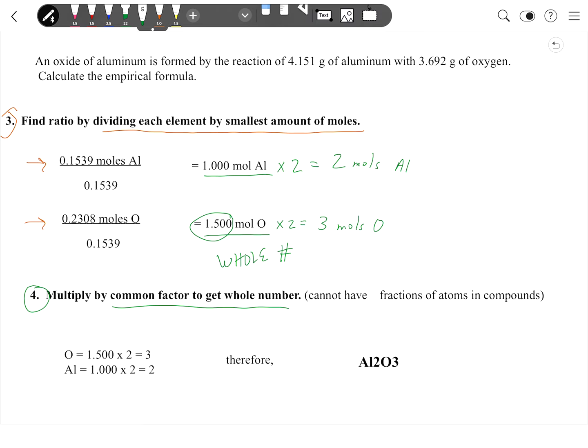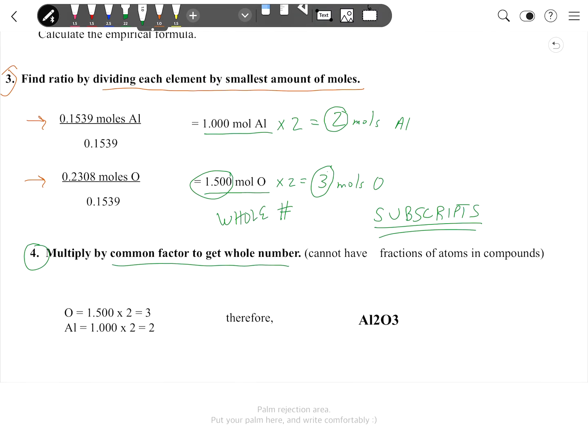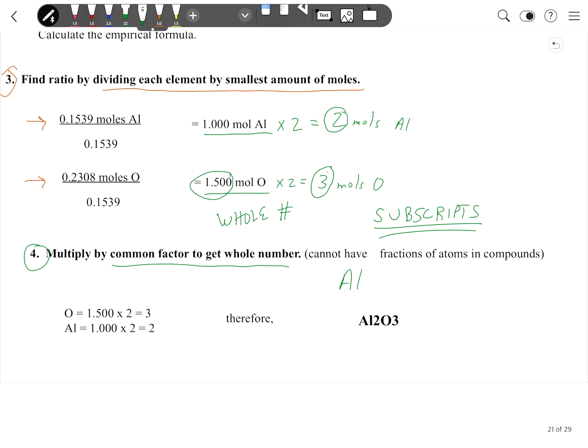Now, those numbers that we just calculated, the 2 and the 3, are now going to be the subscripts for our aluminum and our oxygen in our formula. So you can write down your aluminum and your oxygen. The 2 goes with the aluminum, so we write down the 2 as a subscript. The 3 goes with the oxygen, and we write down the 3 as a subscript. Okay? And so now we have the empirical formula, Al2O3, aluminum oxide.